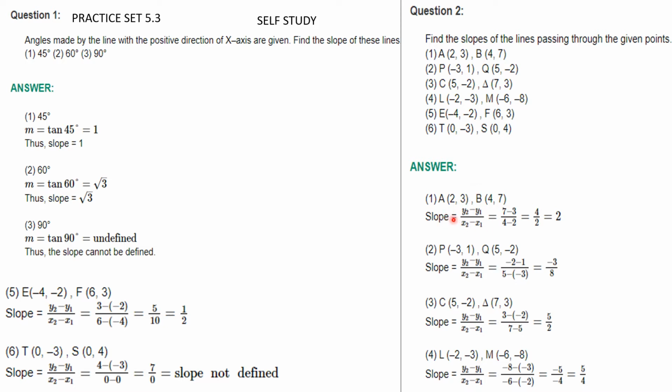Slope you have to find out with the concept: ratio of difference in y coordinates to difference in x coordinates. So x1, y1, x2, y2. y2 minus y1 upon x2 minus x1. This is the slope of your line AB. So here point P with coordinates minus 3, 1, Q with coordinates 5, minus 2. So y2 minus y1 upon x2 minus x1. So this is minus 2 minus 1 upon 5 minus of minus 3. That is minus 3 by 8. Ratio of difference in y coordinates to difference in x coordinates is the slope of a line. Likewise complete all 6 examples.